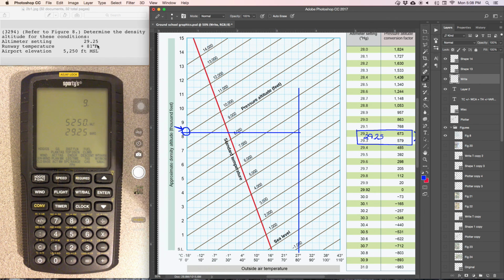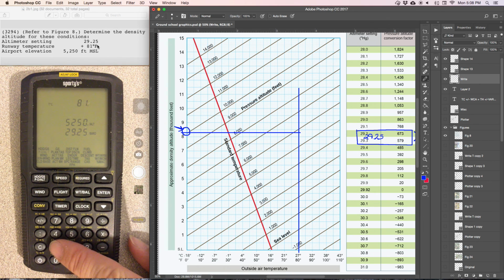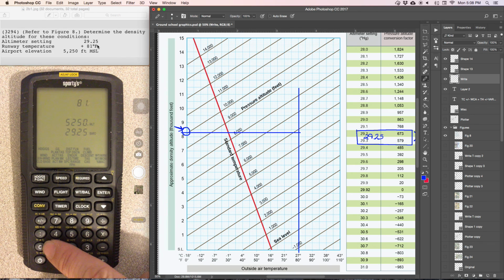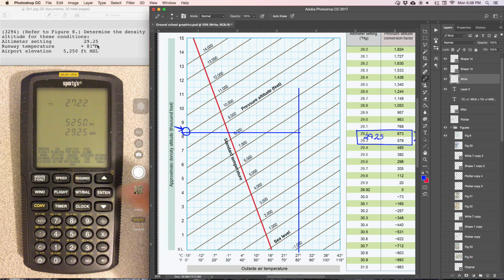So what we have to do is enter the 81, but before we hit enter, we have to convert this from Fahrenheit to Celsius, and we're going to use the convert function from Fahrenheit to Celsius, and then enter. And that's going to give us our density altitude of exactly 8,545 feet. So we were close, but more accurately from the E6B, we're seeing 8,545 feet density altitude.